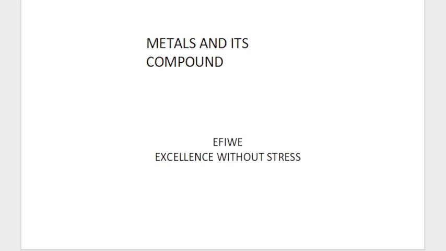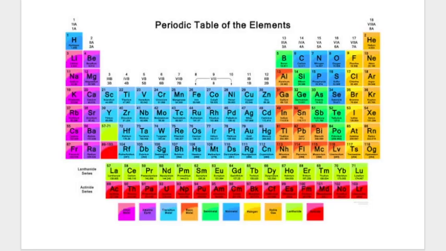And in today's study we are going to be considering metals and their compounds. Before we get into it, let's briefly look into the periodic table. You will notice that this periodic table is made up of different elements, and the arrangement is based on their increasing atomic numbers.